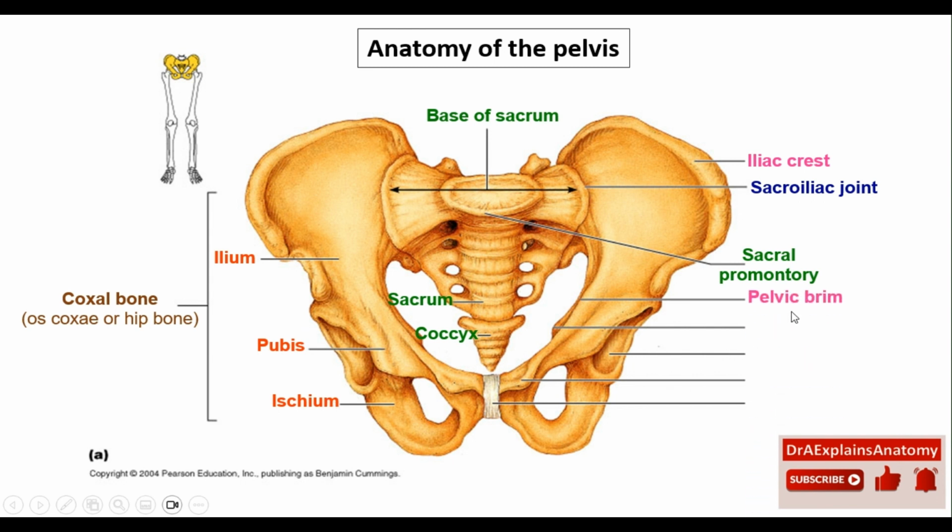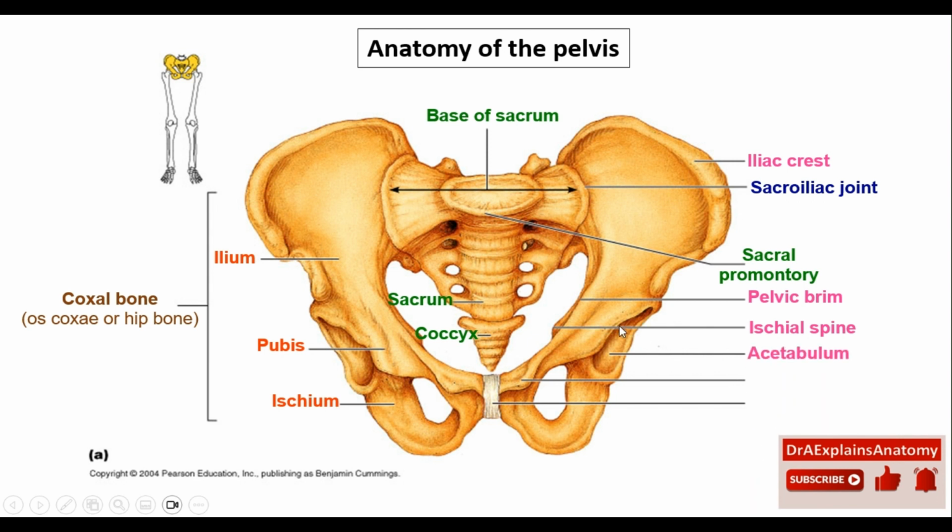This is the pelvic brim. This is the interior aspect of the pelvic cavity where we have all the reproductive organs and the urinary bladder. This is the ischial spine, which is part of the ischium.